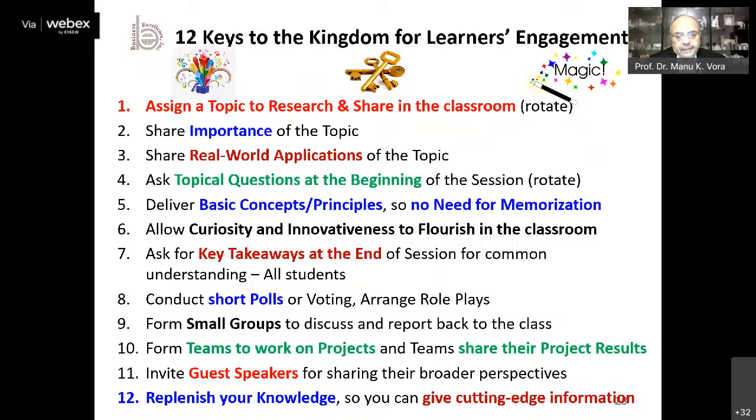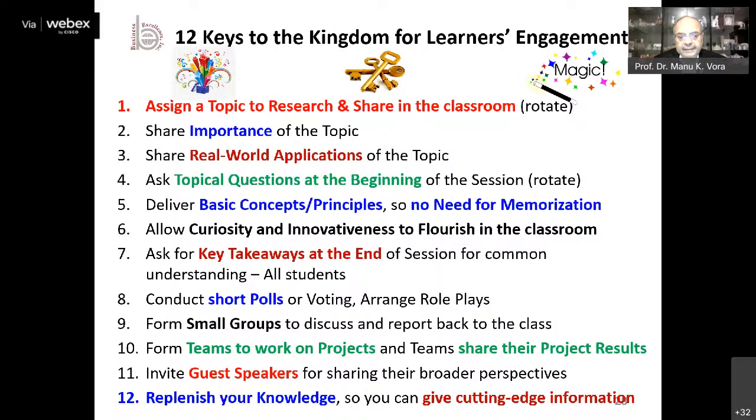Now, reviewing some of the guidance from Harvard Business Publishing, I borrowed items 8 through 11 from them. They are suggesting we can conduct short polls or do voting and arrange role plays as required. You can always set up a small group and assign them a topic to discuss in the group, and then come back and report to the entire class. And as I mentioned before, create teams to work on live projects, simulated projects, and they write up the project report and make a final presentation.